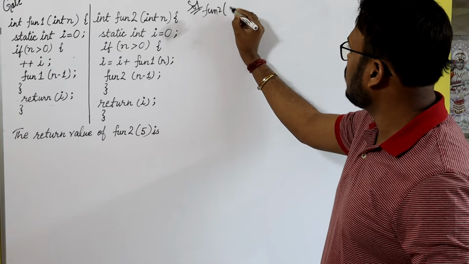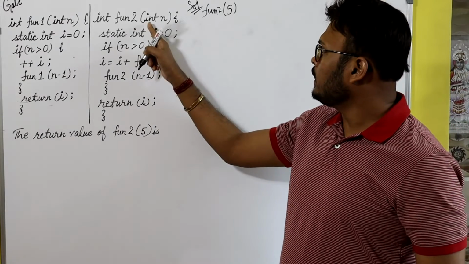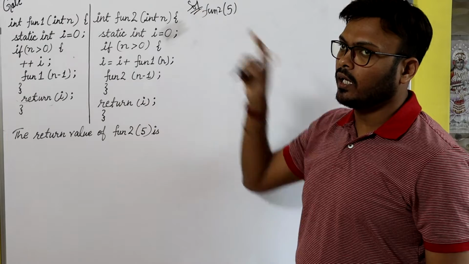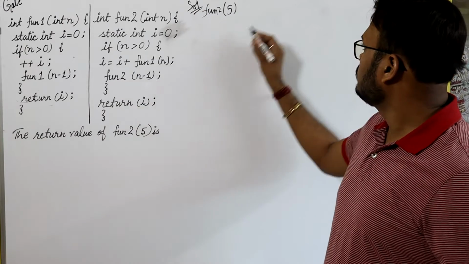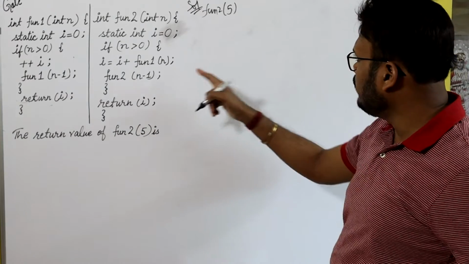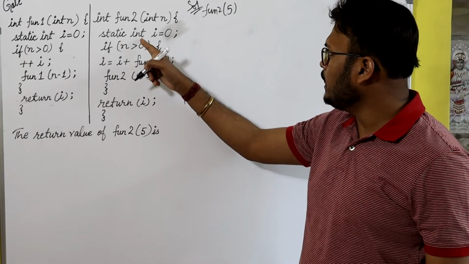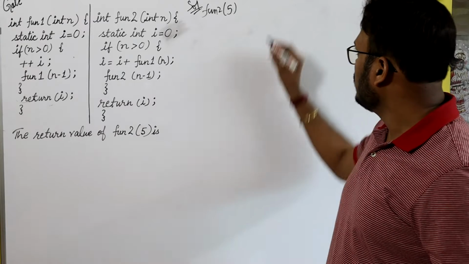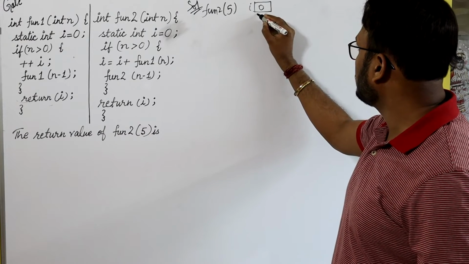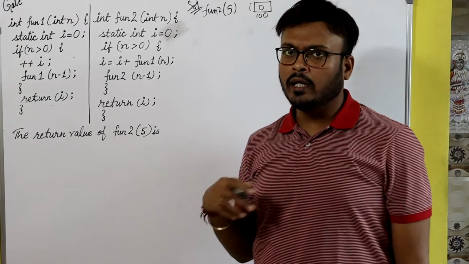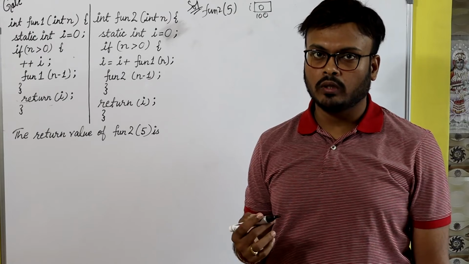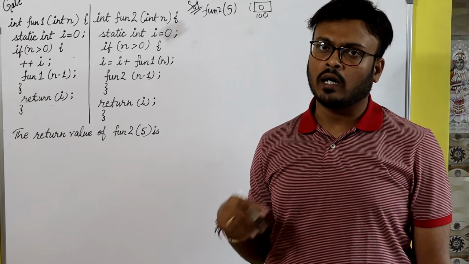Fun2 of 5. It means at the receiving end, you see a local variable n is there, int n. So here n value is 5, and after that static int I is equal to 0. So a static variable has been initialized as 0. And let's give the address as 100. And you know the concept of static variable, that it is initialized only once, and all the updated values are retained.